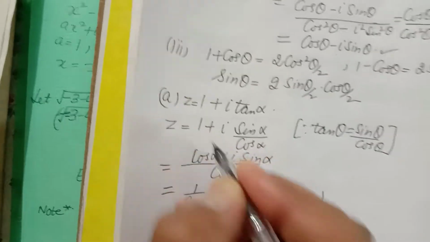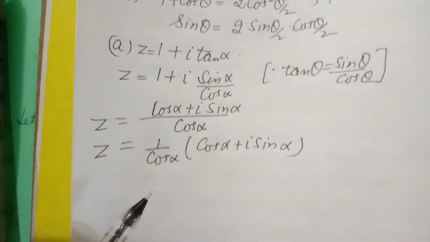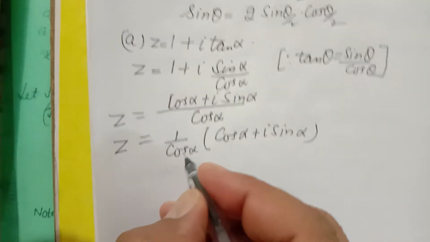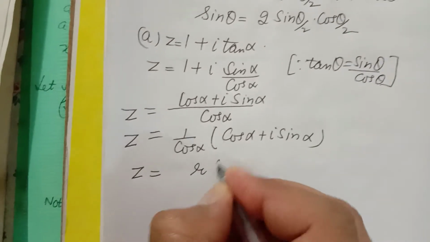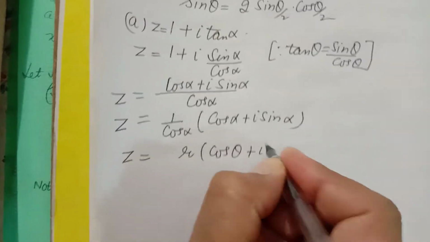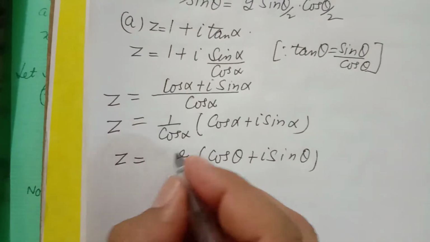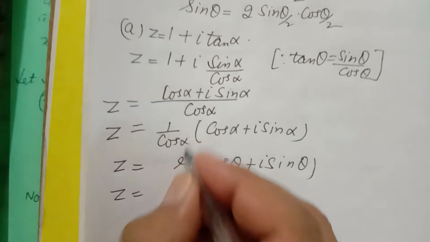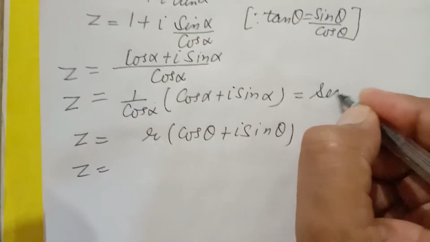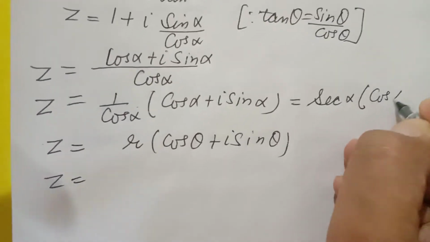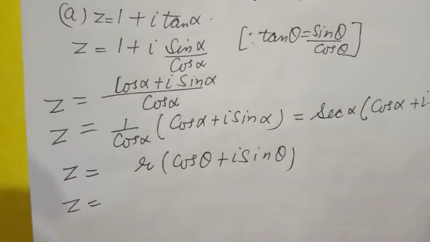Z is our complex number, and we are finding its polar form by calculating the argument as well as the modulus of z. By comparing with this, z is equal to r into cos theta plus iota sin theta. So we will get the r value as 1 upon cos alpha. This 1 upon cos alpha we can write as secant alpha into cos alpha plus iota sin alpha. In this way we can write it.